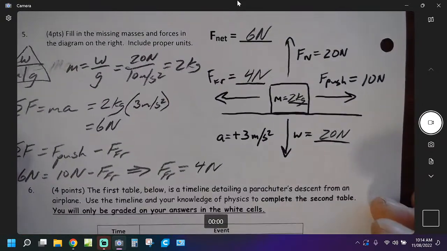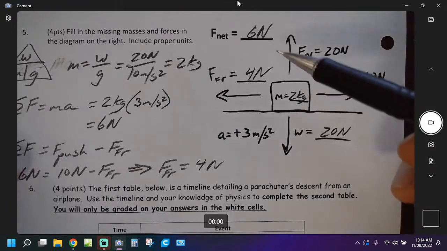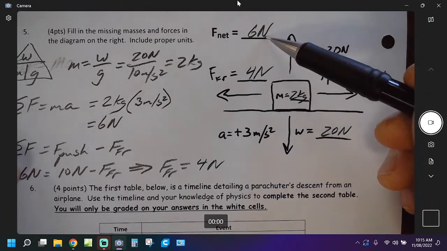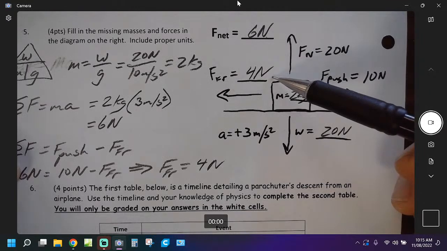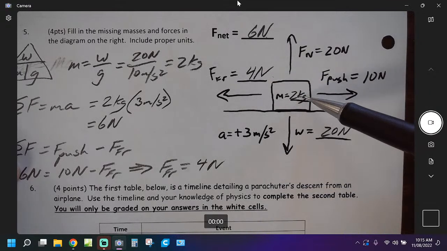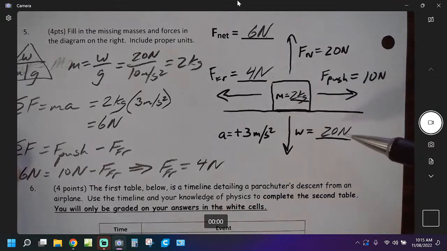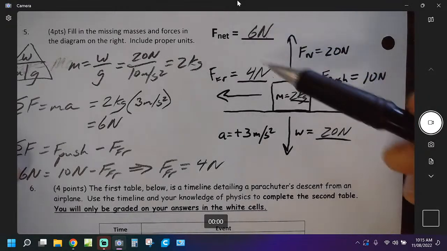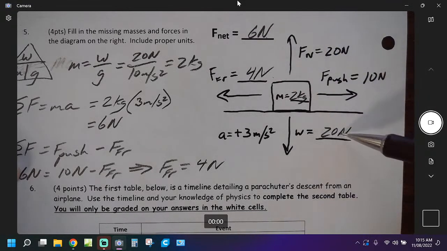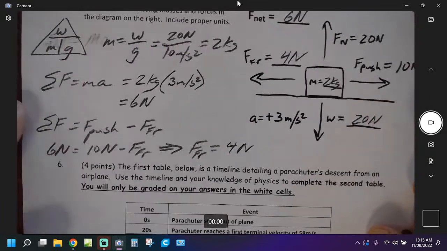All right, this next one, this is 4 points. And the 4 points are for the net force of 6, and the force of friction of 4, and the mass of 2 kilograms, and the weight of 20 newtons. So 6 newtons, 4 newtons, 2 kilograms, 20 newtons. Here's how I did it.